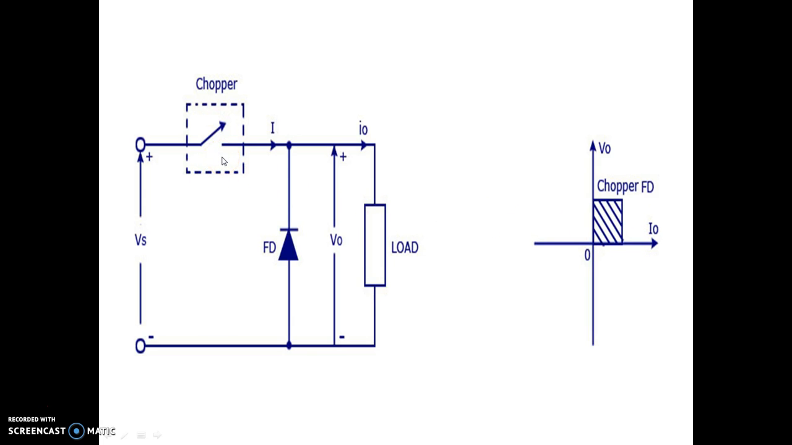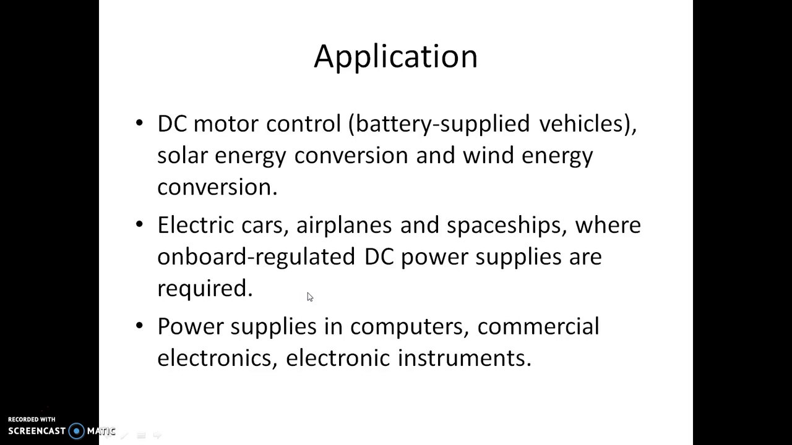Now the next mode of operation is when the switch is in open condition. When the switch becomes open, because of the highly inductive load, there is still a current flowing through the load, and that current takes a freewheeling path through the load. During this operation, the output voltage is 0, whereas the current continuously decreases and becomes 0.